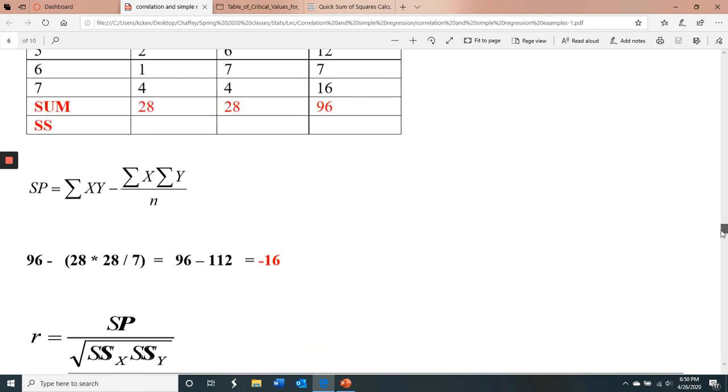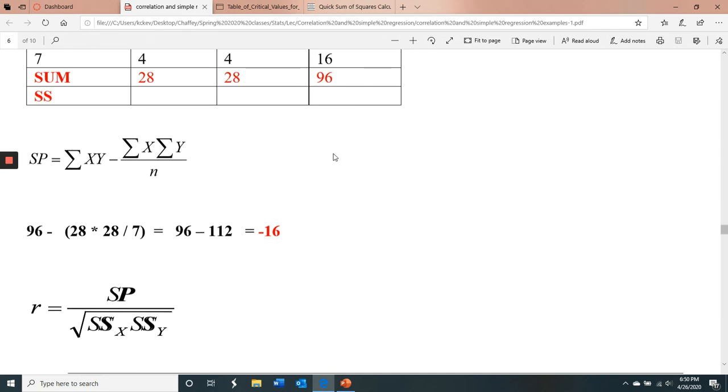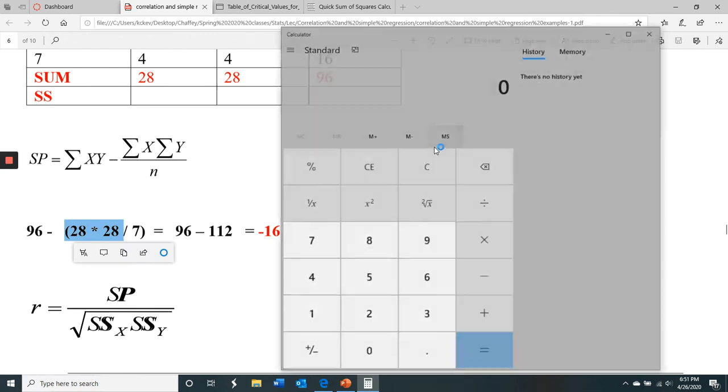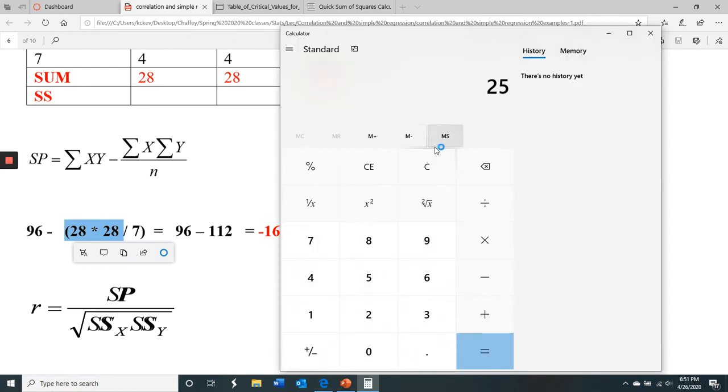So let's go ahead and plug. So SP is sum of xy minus sum of x times sum of y over n. So our sum of xy is 96. Our sum of x was 28, and that's also going to be the same sum for y. So 28, and I don't have this throughout the whole steps, I'll do it for you right here. 28 times 28 equals 700. Divide that by 7. That's 100.